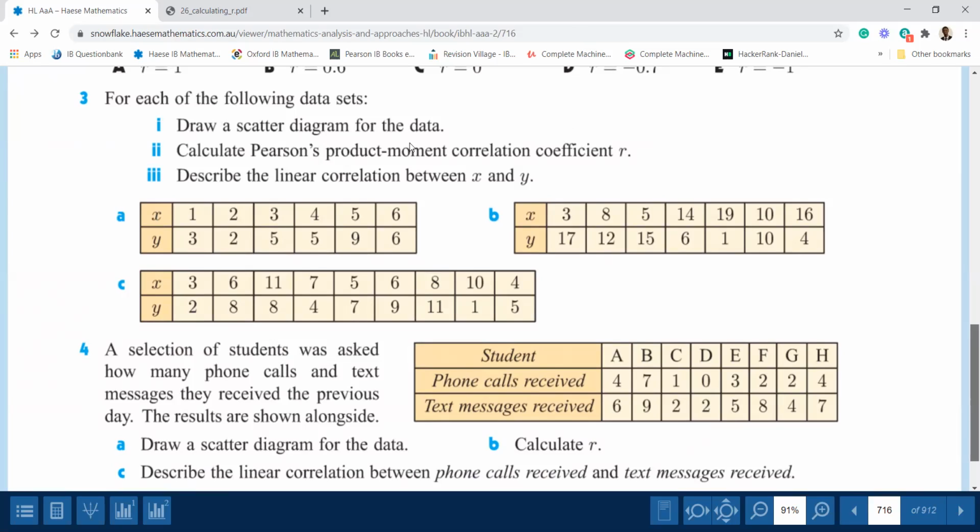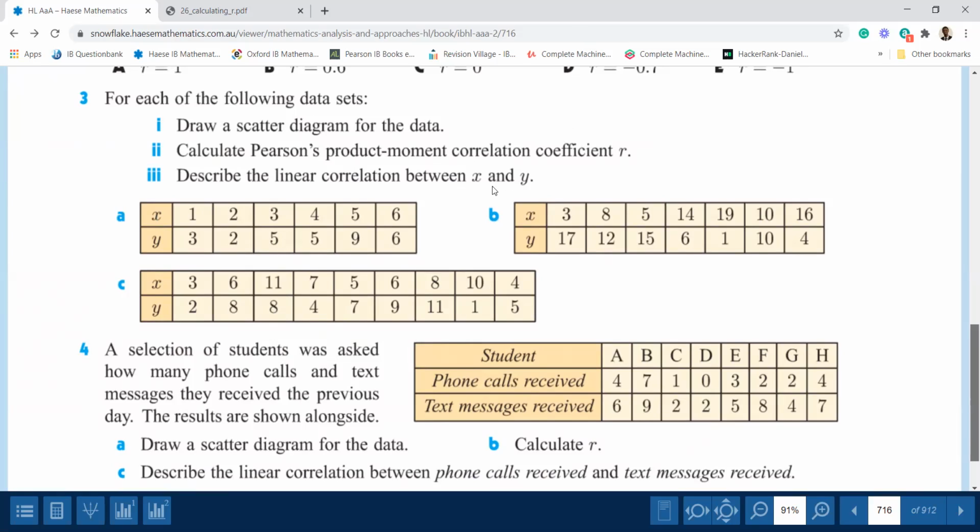You don't need to draw the scatter diagram, just calculate R and describe what you think. So you can just write in your reply, there is a strong positive correlation between X and Y, something like that. There is a weak correlation. There is a moderate positive correlation. There is no correlation between X and Y, something like that.